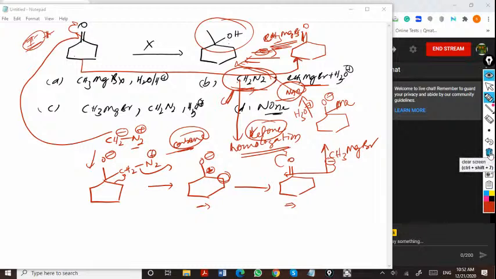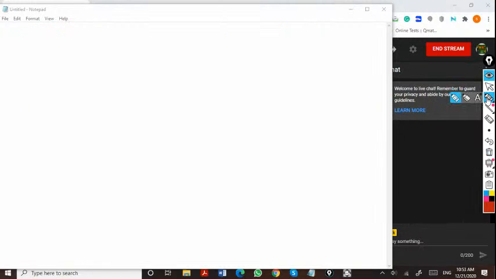Okay, any doubts? Let's see one more question. So here it is given two carbonyls, and which is more reactive towards the nucleophilic addition reaction.